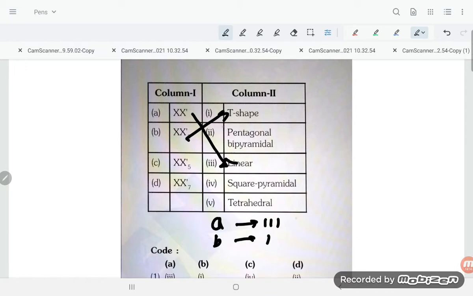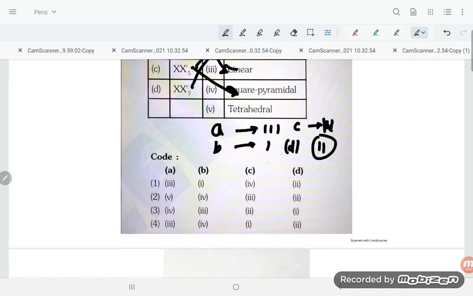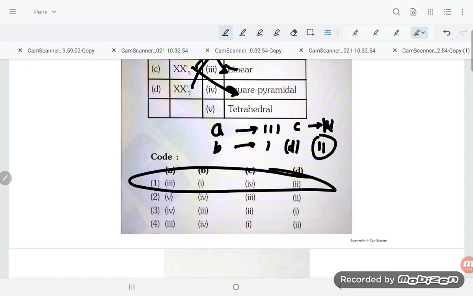Okay, so B is first. C, you see, student, PCl5 is pentagonal bipyramidal, so C is going to be second. D, if you talk about square pyramidal, PCl5 is pentagonal bipyramidal, not square pyramidal, student. So C is 4, and D is pentagonal bipyramidal, D means that is 2. So third, 1, 4, 2, the correct option is option number 1, student.